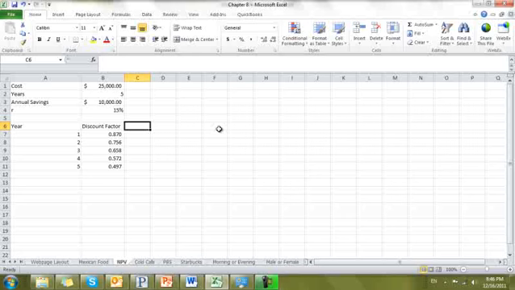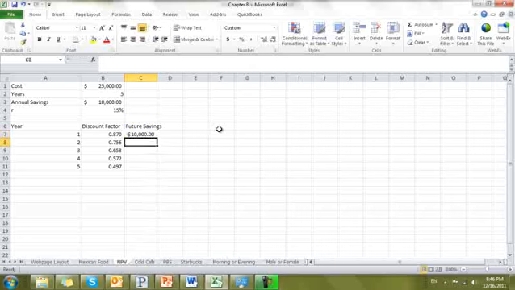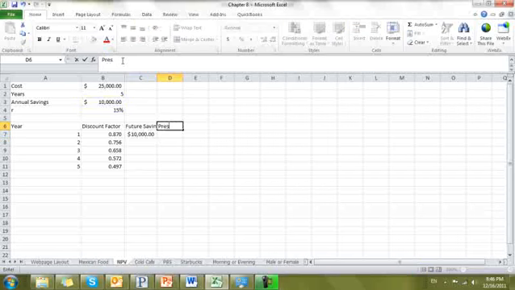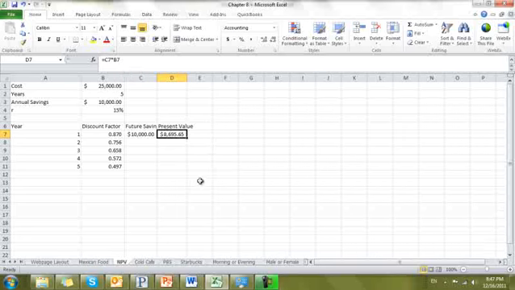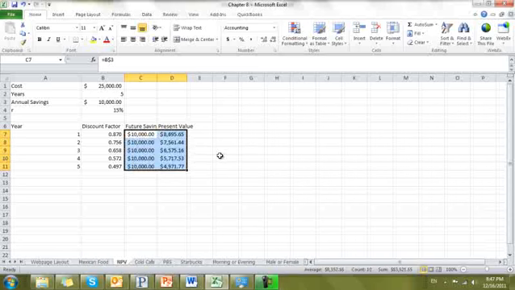We also know our future savings for every year, and that is equal to that $10,000. Correct? Correct. So that means my present value of those savings is simply my savings times my discount factor. So $10,000 at the end of year 1 is only worth $8,600 today because of the time value of money. I don't need to put any dollar signs in this case. I'm going to copy and paste all the way down.